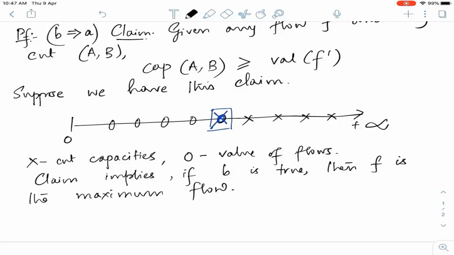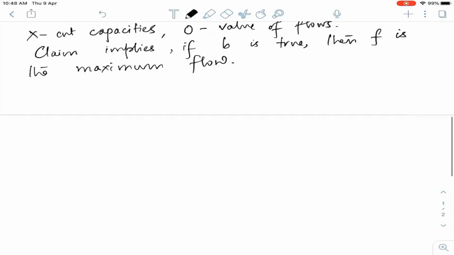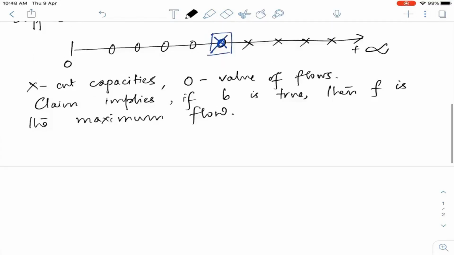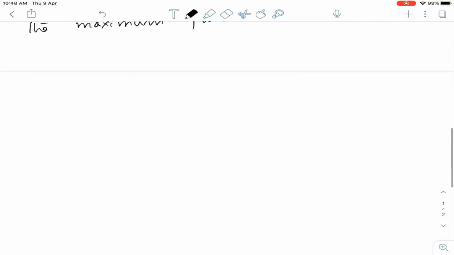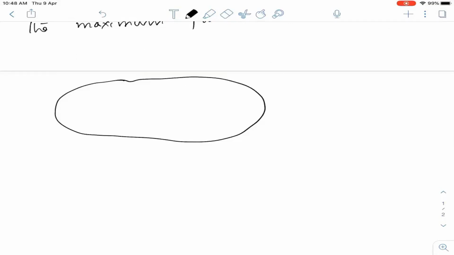If there isn't, then let's try to prove the claim that I have written here, that the capacity of any cut is at least the value of any flow. Remember, we denote an ST cut in an abstract way, and this is the way we denote it. So suppose this is your cut. This is the A side and this is the B side. Remember, you have to have S on the left and T on the right.